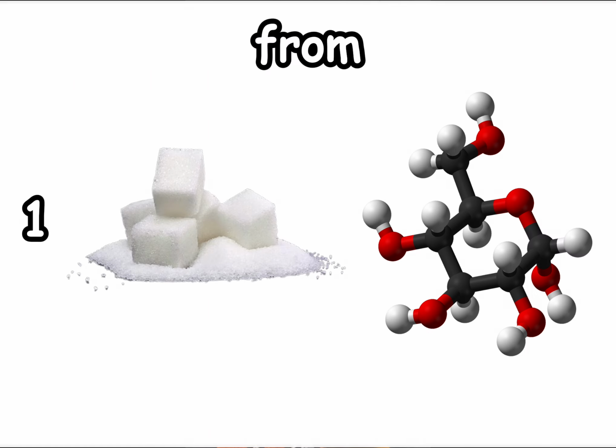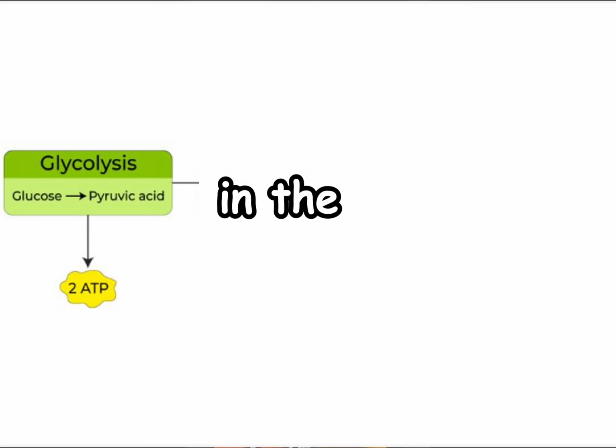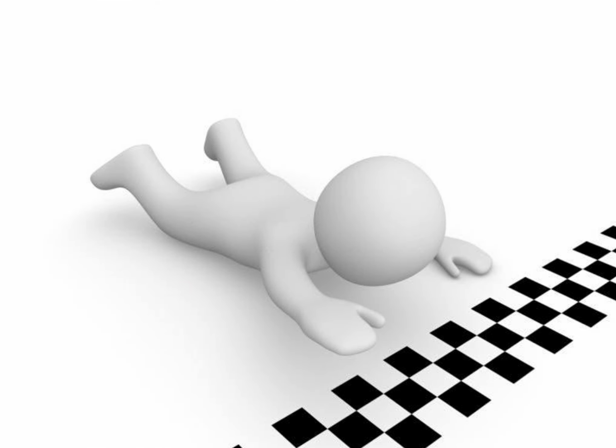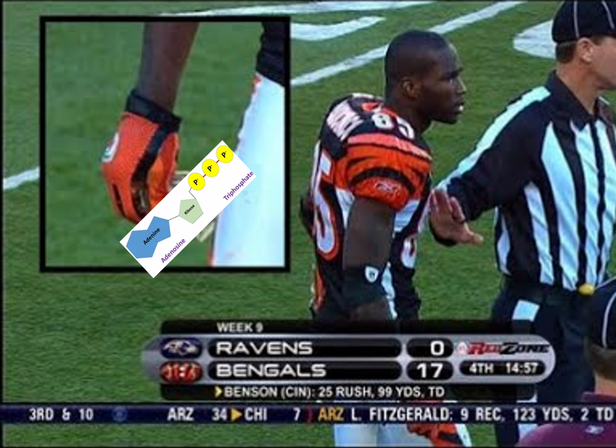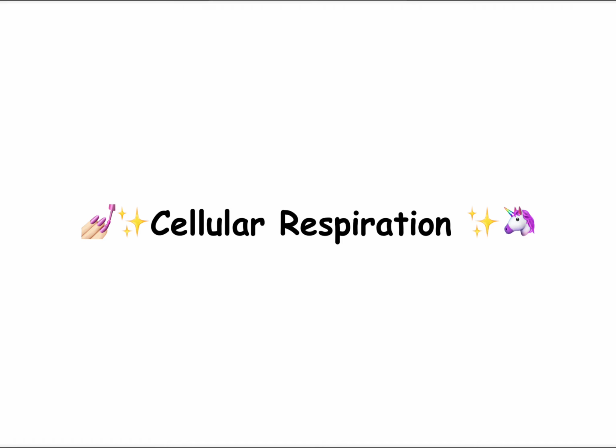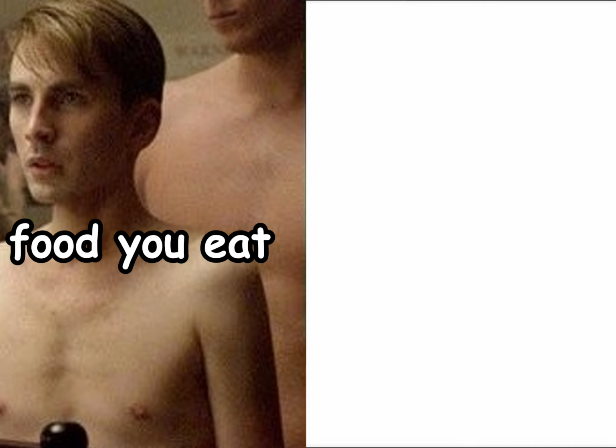So from one sugar molecule, we go from glycolysis in the cytoplasm to the Krebs cycle in the mitochondrial matrix, and finish with a massive ATP payoff in the electron transport chain in the inner membrane. Cellular respiration, turning the food that you eat into the energy you need to live, breathe, and think.